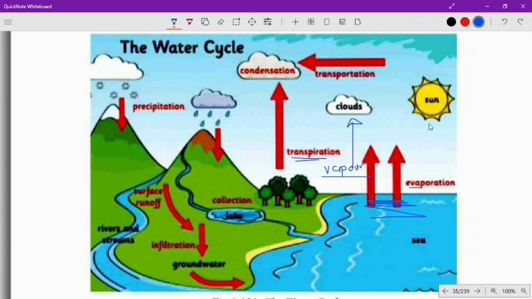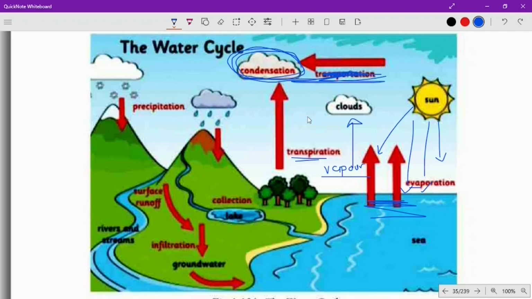This happens because the sun is providing heat. The sun is heating this water or providing a heat source. The heat source will cause water at the surface of our water body to change state from liquid to water vapor, or plants to lose water in the form of water vapor, which rises up and reaches a certain level in the sky, in the atmosphere, where it will condense. Condensation is going to take place.